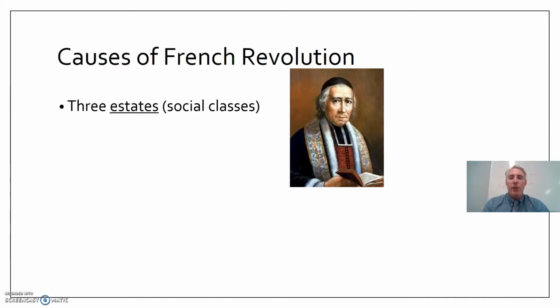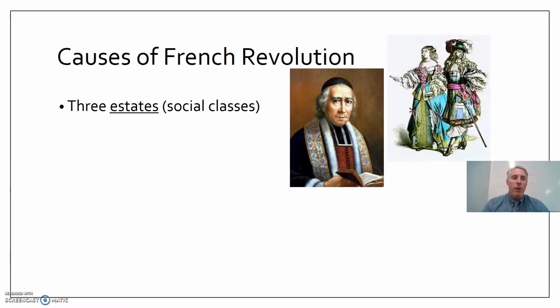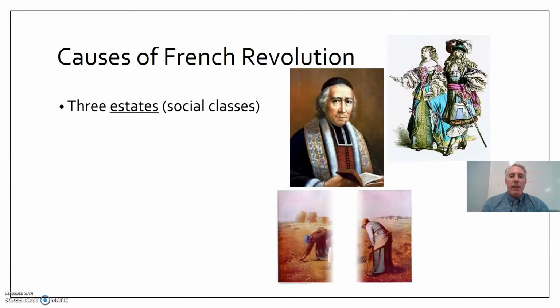So these are your bishops and your cardinals and your priests and so forth. The second estate was the nobles, all the really old school, wealthy, landowning families. And then you've got the third estate, which was predominantly made up of peasants who did all the backbreaking labor for all the rich people.